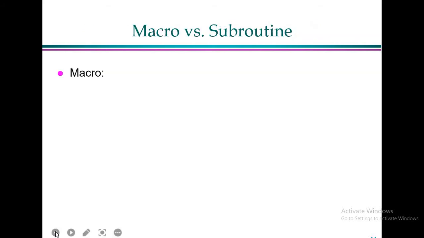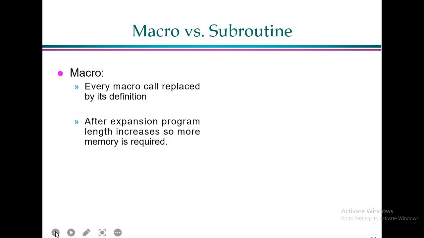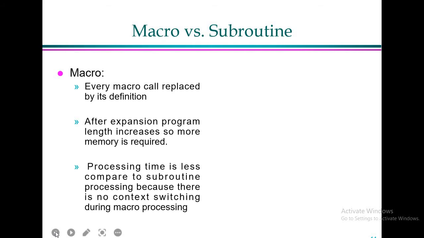Now see, what is a macro and what is a subroutine. Macro means what? Every macro call is replaced by its definition whenever a macro call is there. And after expansion of a macro, length increases, so memory is required. And in a macro, context switching is not there, so the processing time is less as compared to a subroutine.